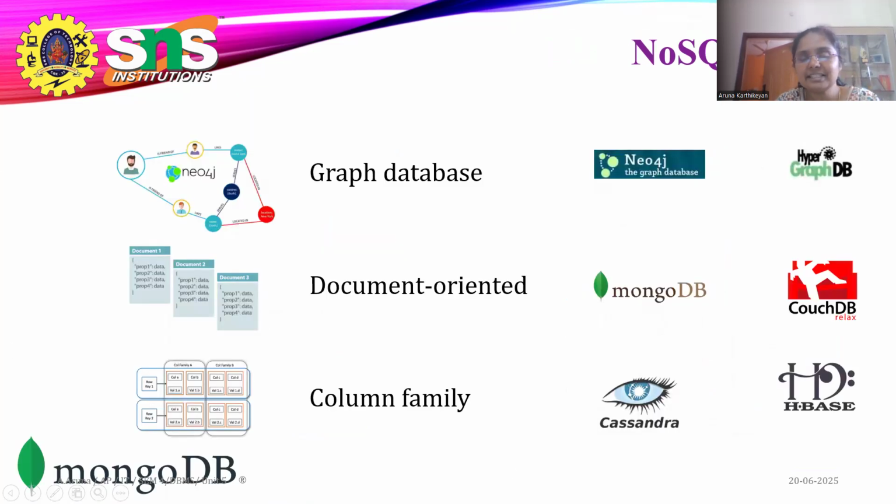The next thing is some examples of NoSQL databases. Databases can be defined as graph databases, document-oriented databases, and column family databases. These are some of the types under NoSQL. In SQL, we have Oracle, MySQL, and PostgreSQL; these are some of the SQL tools. Neo4j and GraphDB, CouchDB, Cassandra, HBase, and MongoDB are some of the databases under NoSQL.